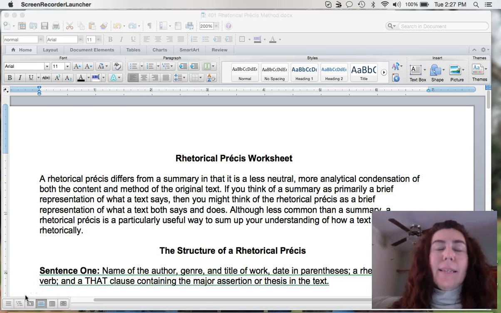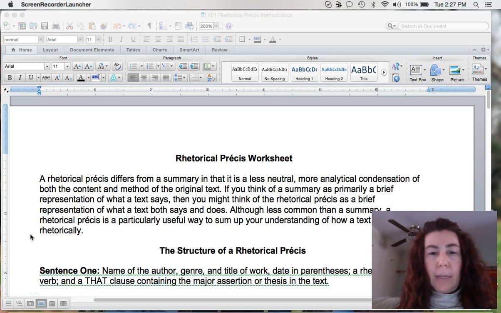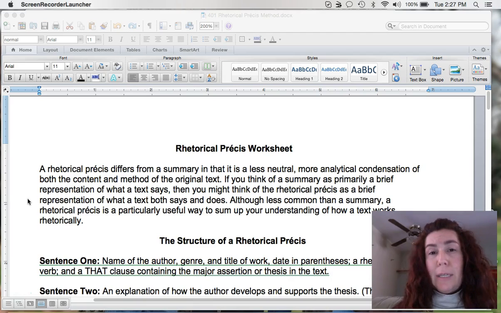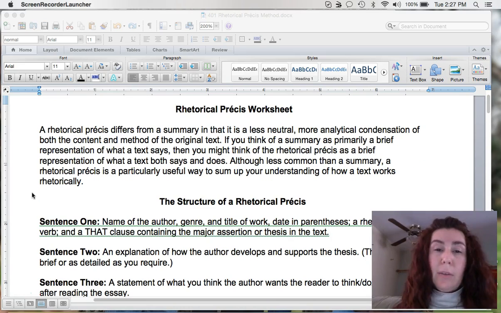Hi, this is an example of the Rhetorical Precis worksheet that you are going to see and complete for at least one of your articles that you researched this week. And a Rhetorical Precis is a very unique kind of summary in that it allows you to really put in a lot more of your analytical considerations in it so that you can go back and use it in your paper, or if you're doing a literature review or an annotated bibliography or whatever you might be using it for.